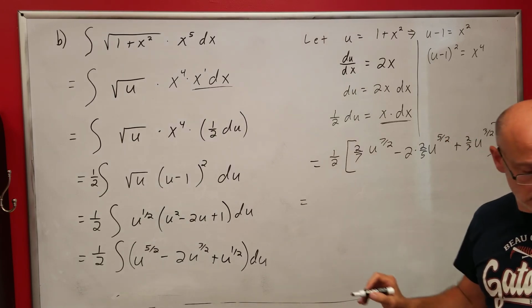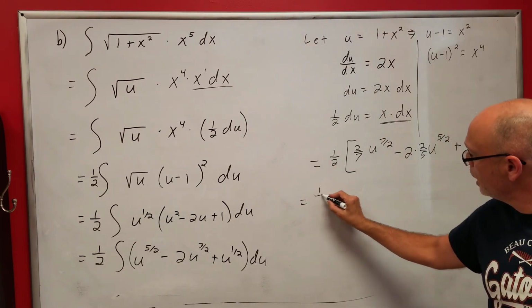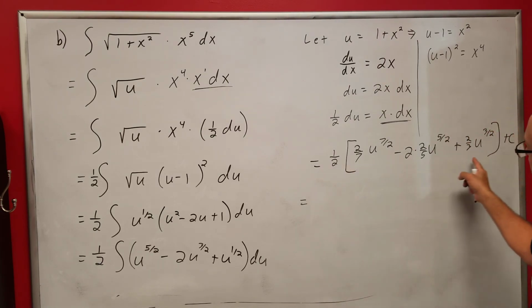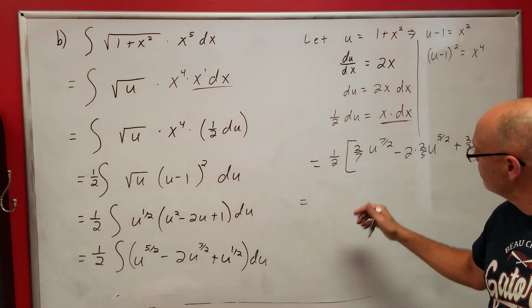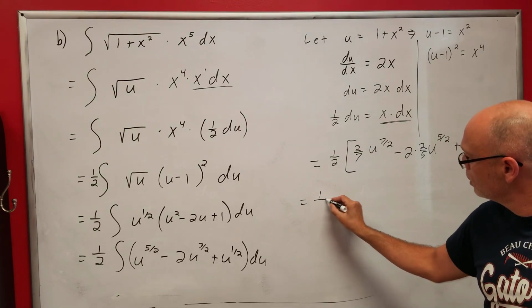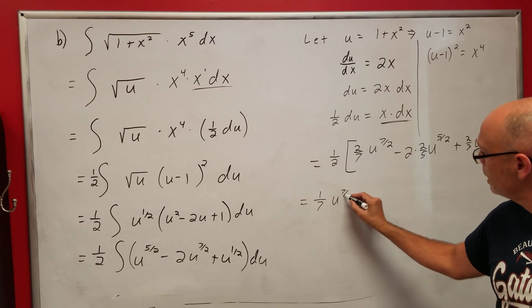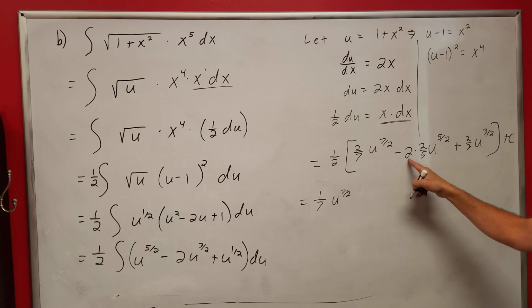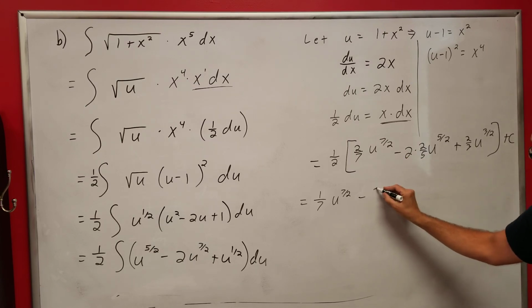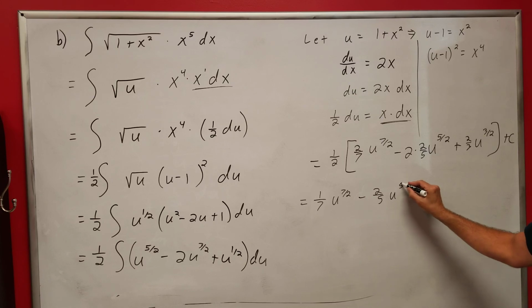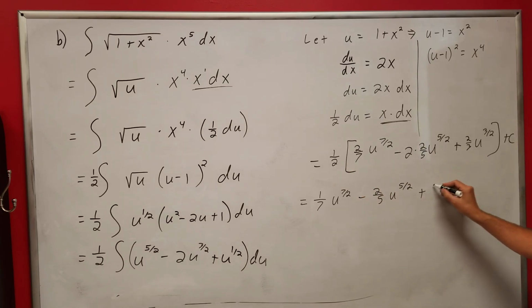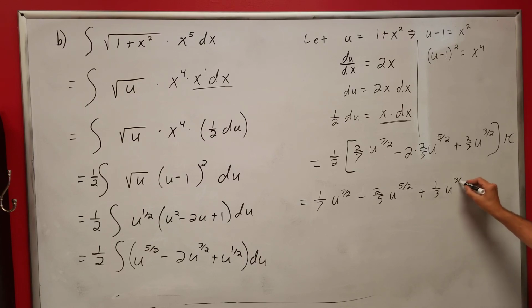All right, let's see what this gives us. This gives us 1/2. Well, let's go ahead and distribute the 1/2 here, here, and here, okay? 1/2 times 7/2 is what? A 1/7 u to the 7/2. 1/2 times -2 is -1. So we get -2/5 u to the 5/2. And 1/2 times positive 2/3 gives me what? 1/3 u to the 3/2 plus c.